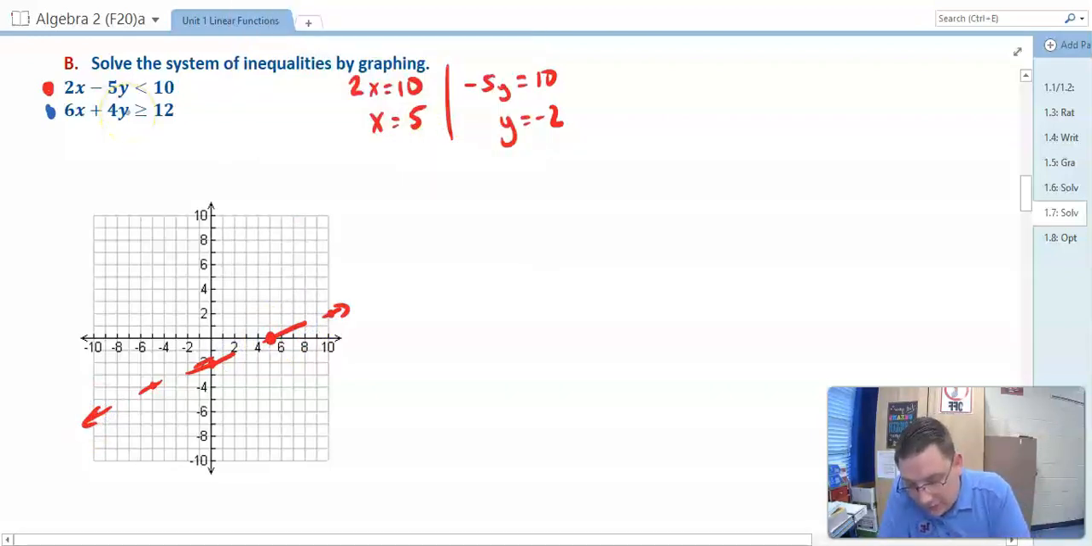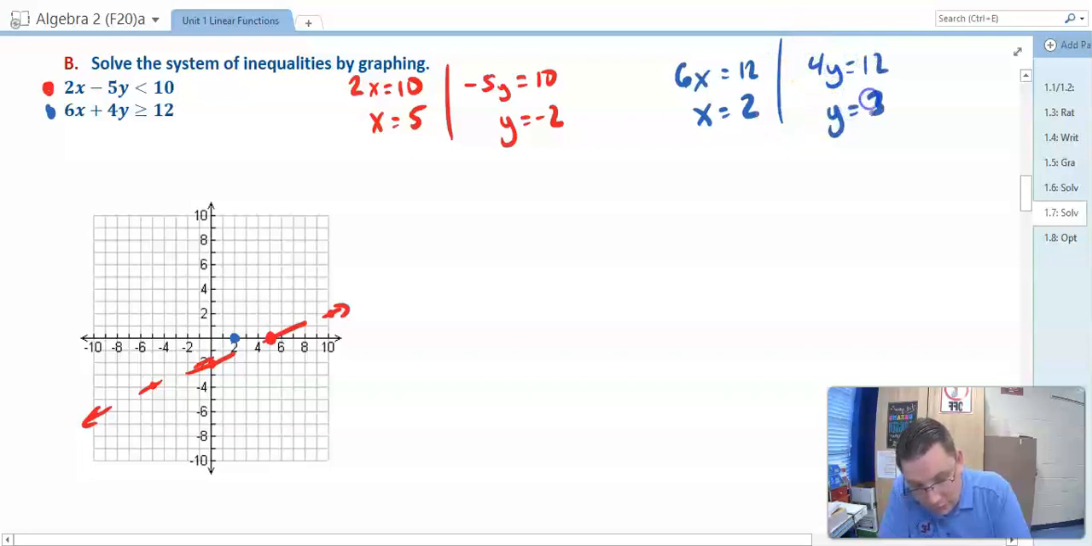On the blue, 6x plus 4y is greater than or equal to 12. So 6x is equal to 12 means the x-intercept is 2. And we do the same for the y. 4y is equal to 12, so y is equal to 3.